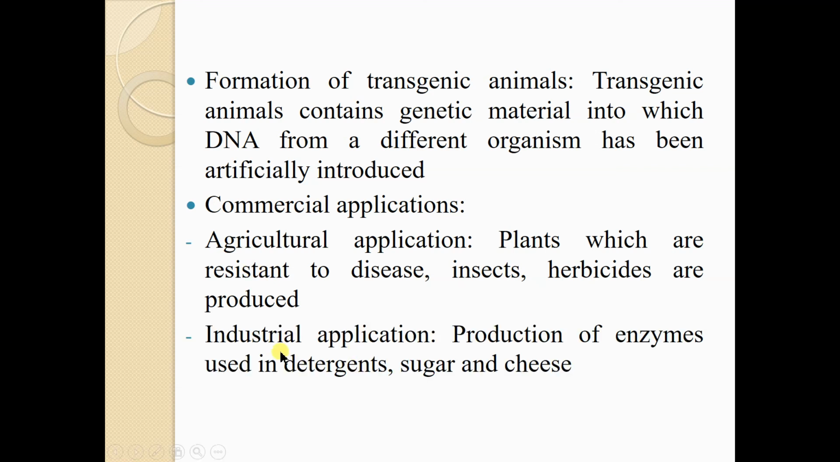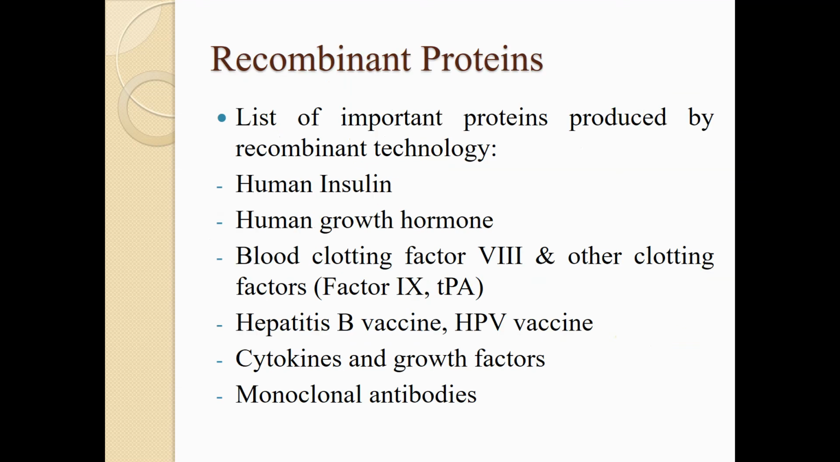Then in industry, there is production of a large number of enzymes which are used for the production of detergents, certain sugars, cheese production and many more. They are also synthesized by this recombinant DNA technology. So these are the most important applications of recombinant DNA technology, and it is a very useful technology.